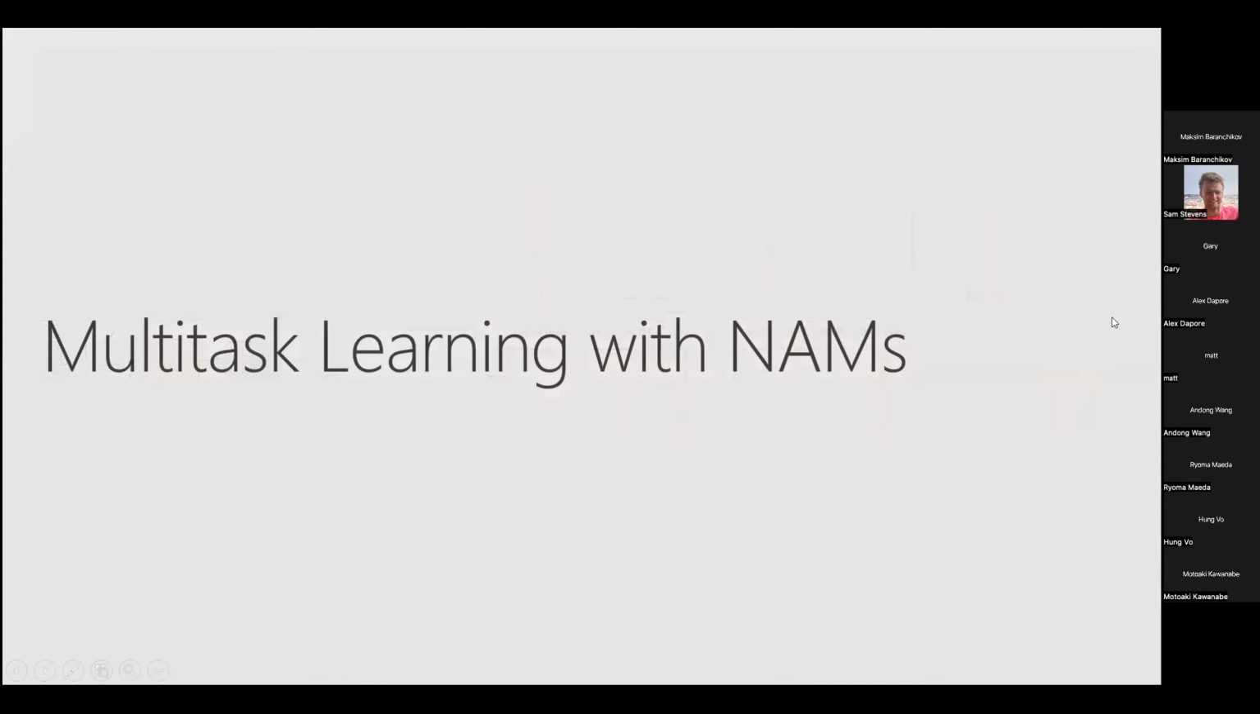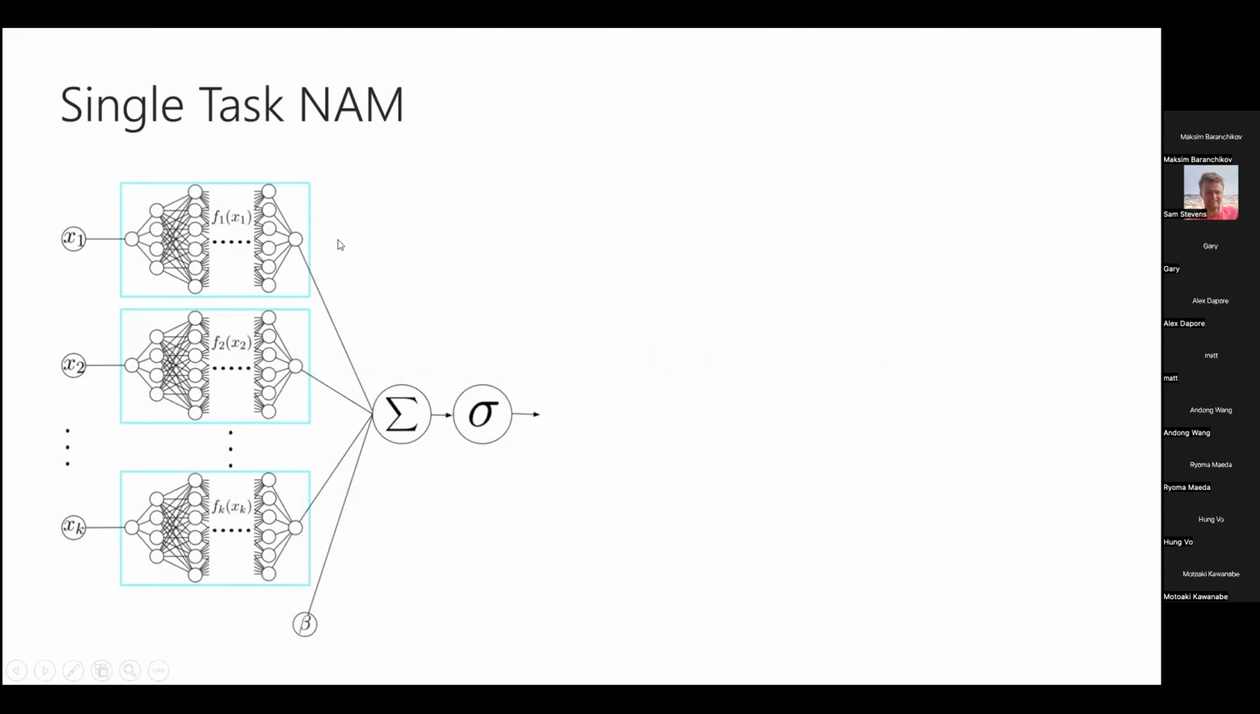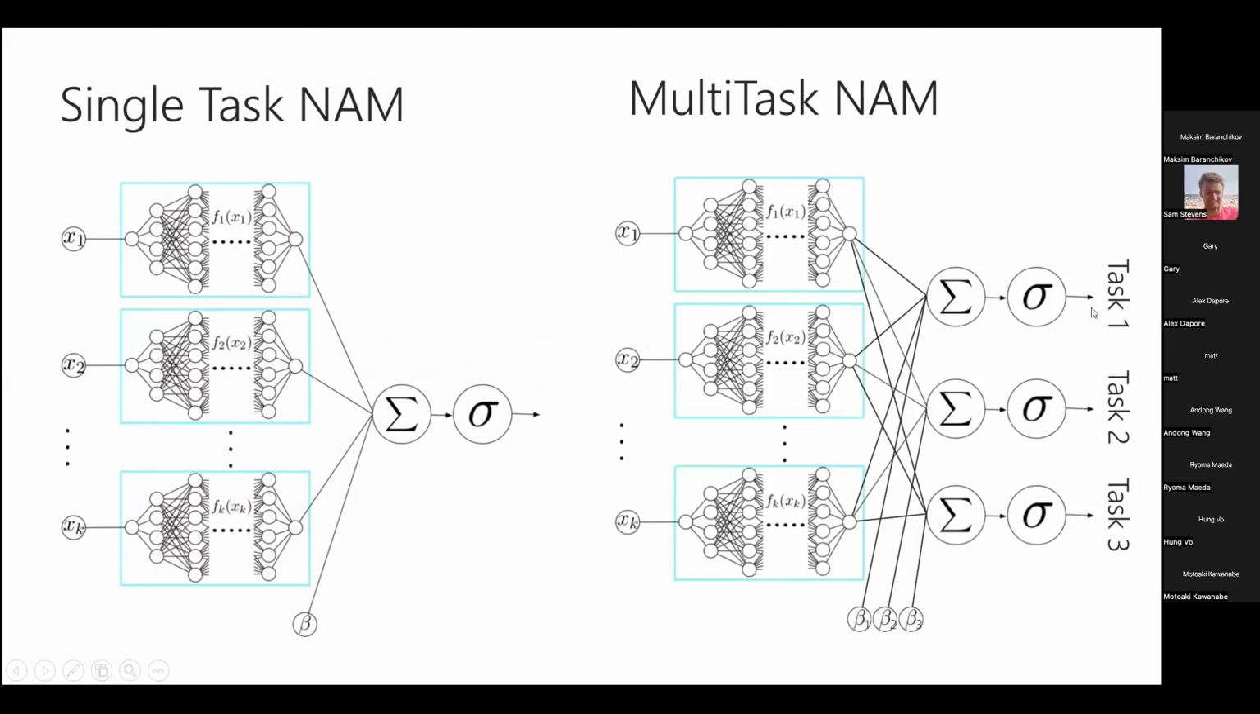Okay, let me tell you about multitask learning because we just used it in that previous architecture. So here's a single task NAM. This is a picture I showed you before, right? Subnets are trained on individual features, with summation at the end. Here's a multitask NAM. We've got 3 output tasks, and notice that the summation for each of these tasks goes over the same graph.